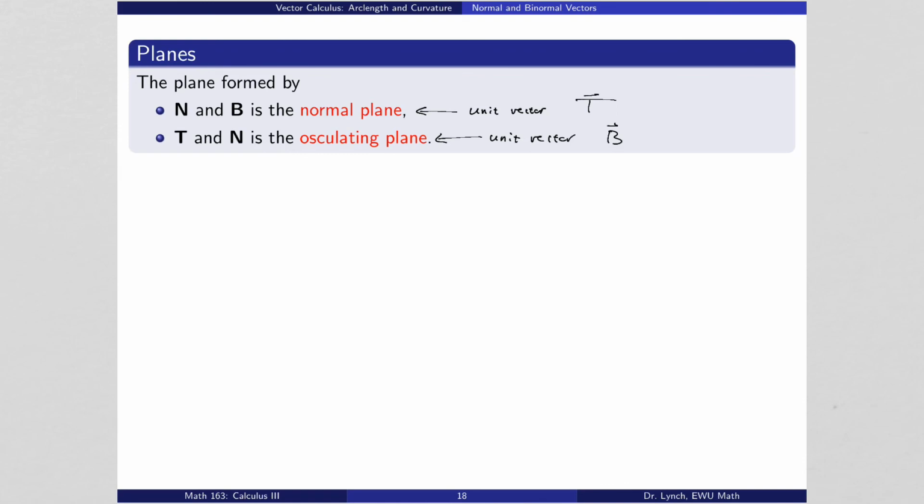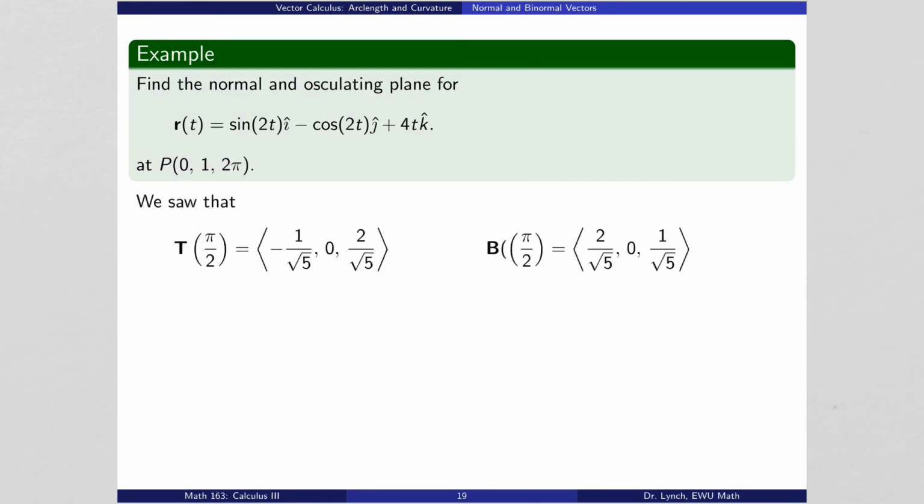So you'll recall that we can always form a plane by any 2 vectors. Of course, the normal vector to any plane is a vector that's orthogonal to those 2 vectors. In the case of the normal plane, the unit vector T plays the role of the normal vector, and in the osculating plane, the unit vector B plays the role of the normal vector.